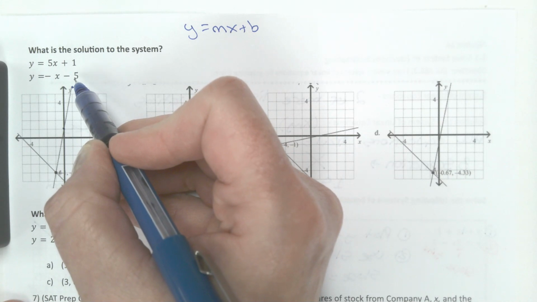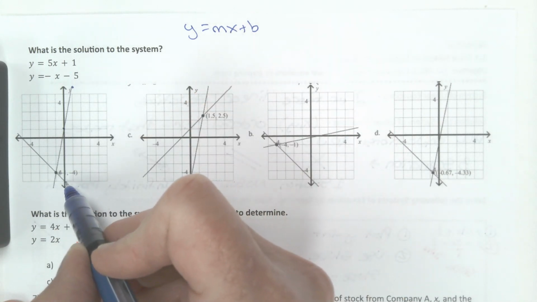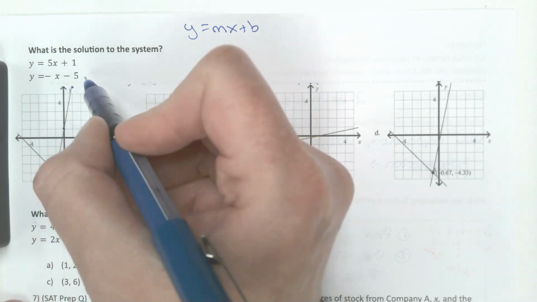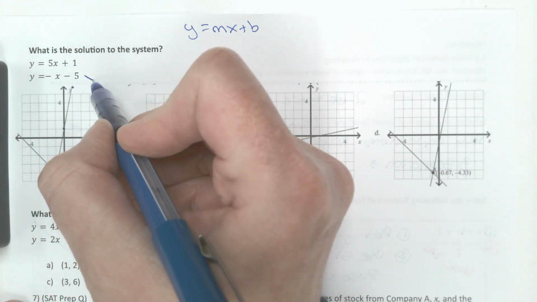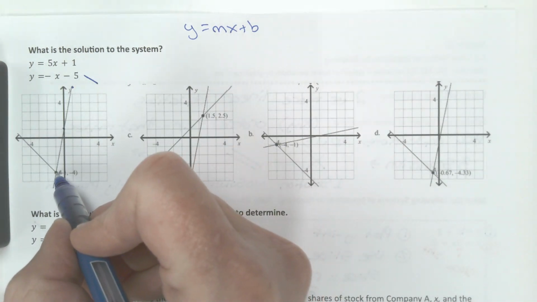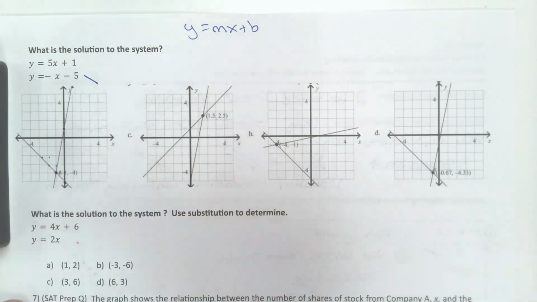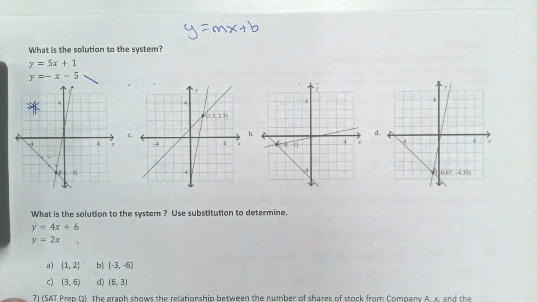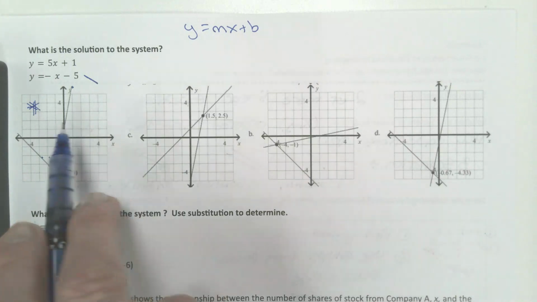The second one has a y-intercept of negative 5, which it does. And it has a slope of negative 1. So you have to remember that negative slopes always go downhill. So that's basically up one, left one, up one, left one. All right, so this one has promise. This is the one that I think I like. Let's double check the others.